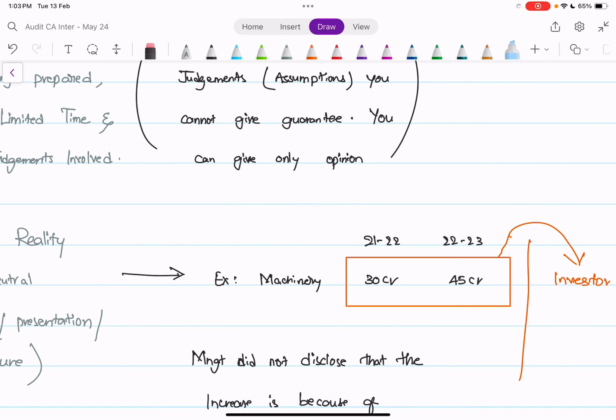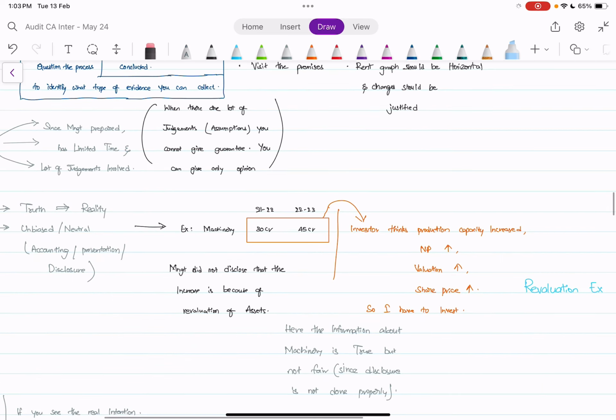Here you can see a machinery which has a value of rupees 30 crores in financial year 21-22 and a value of 45 crores in financial year 22-23. What does an investor generally think of this? There was a spike of 50%, 15 crores. So an investor would think they have increased the capacity of the machinery, thereby their production would increase, thereby their profits would increase. This is what a person generally thinks. So he might invest.